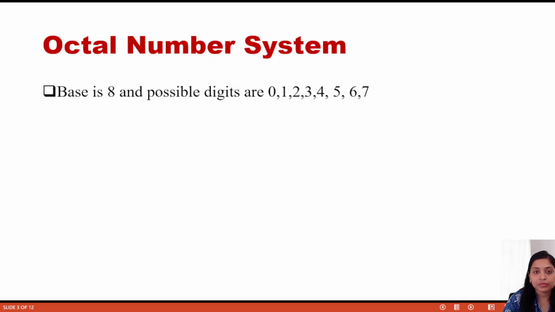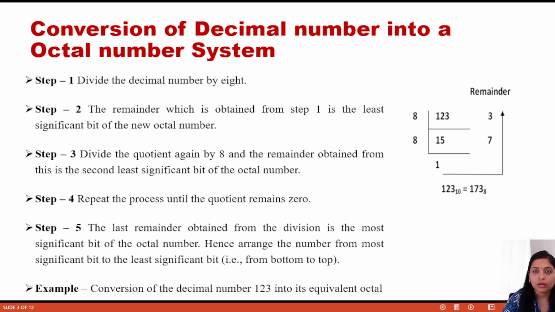Now you have to learn how to convert a decimal number into an octal number. Here is already given the example 123. 123 is actually a decimal number. So you have to convert this decimal number into an octal number.